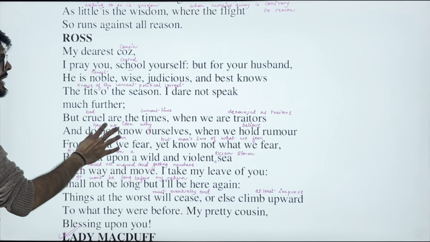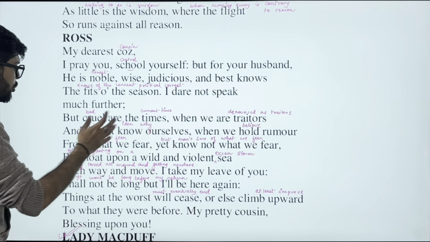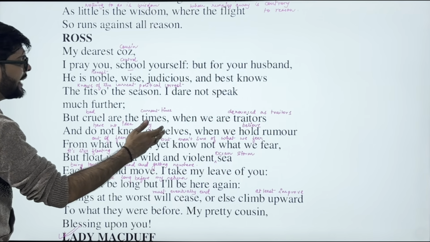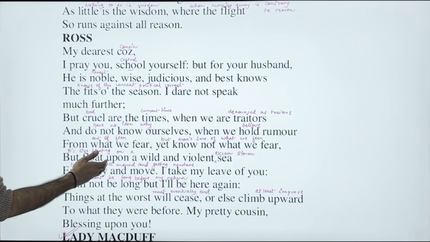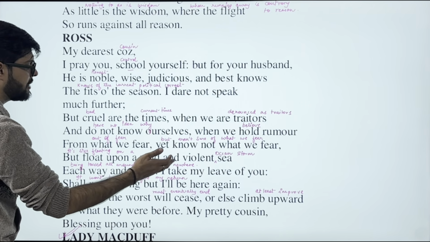But cruel are the times when we are traitors and do not know ourselves, when we hold rumour from what we fear, yet know not what we fear, but float upon a wild and violent sea, each way and move. I take my leave of you, shall not be long, but I'll be here again.